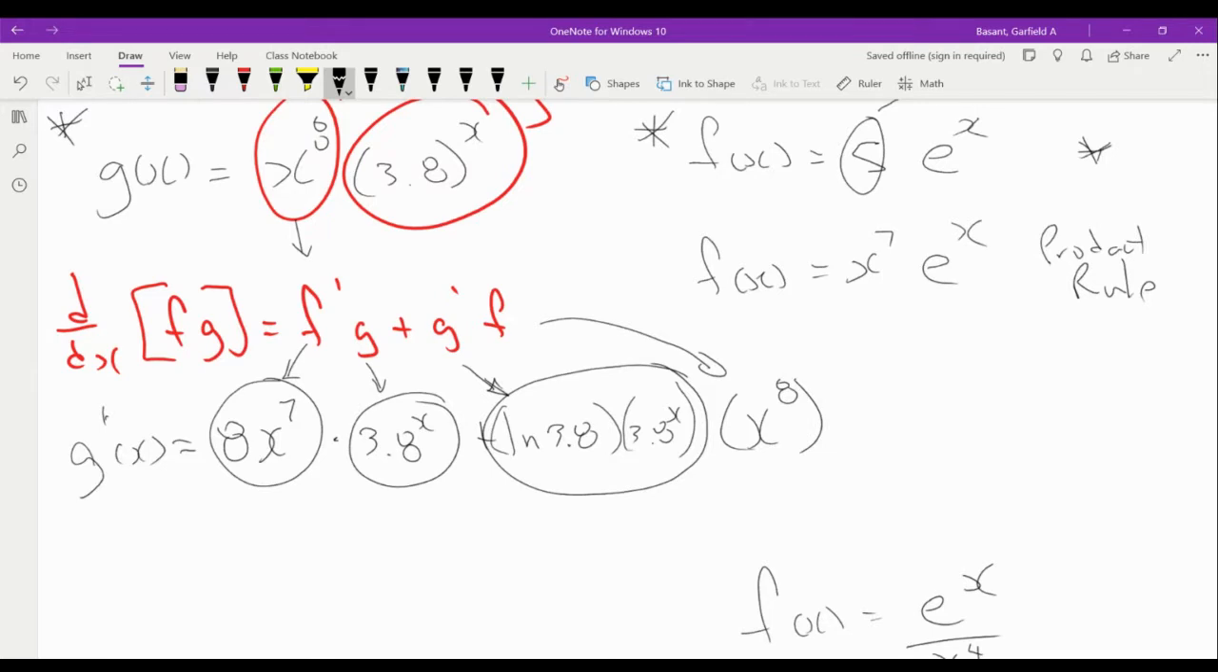Let's see what Samira had. I know she had answered this. 8.8 x to the 7th times 3.8 to the x power plus the ln of 3.8 times 3.8 to the x. Excellent work, Samira.